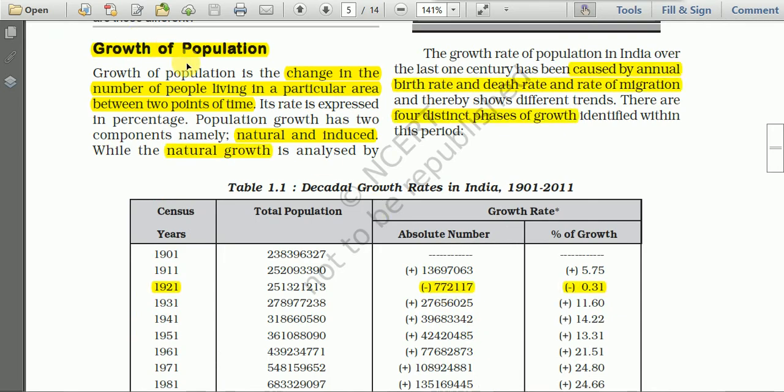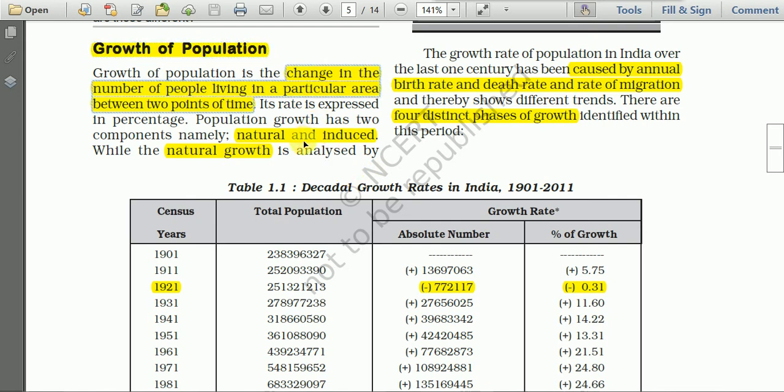Growth of population in India. Remember, we have been learning about the first chapter: population, distribution, density, growth, and composition of India's population. So today we have growth of population in India. Meaning of growth of population we have discussed earlier. It is also given here.